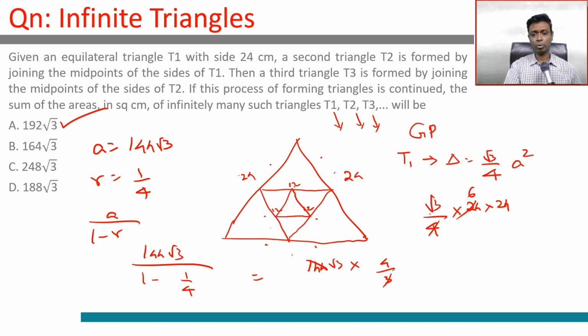And there's a geometric progression involved, and then we plug in root 3 by 4 a square, and then we do a by 1 minus r.